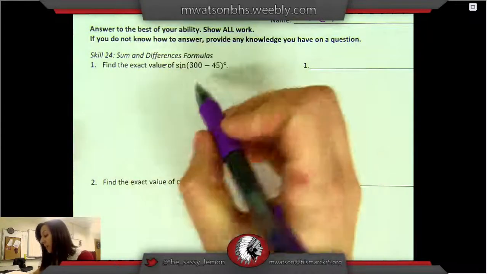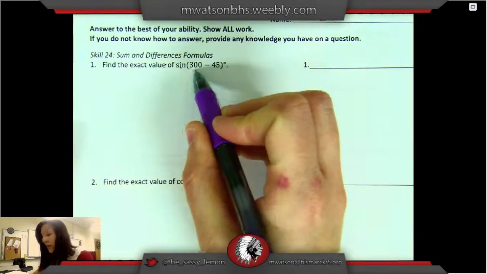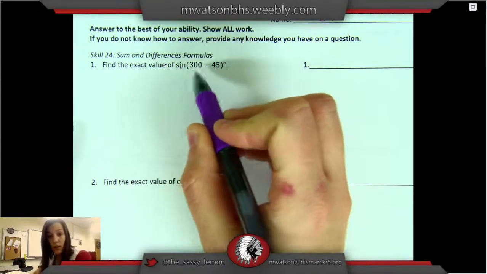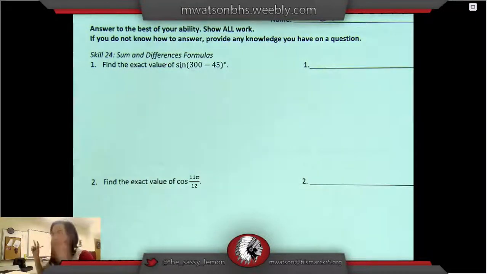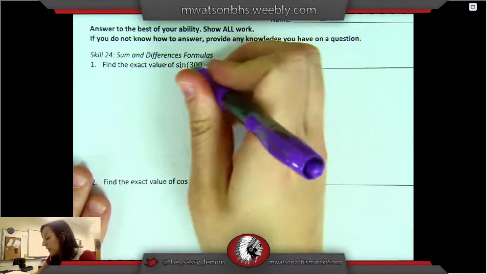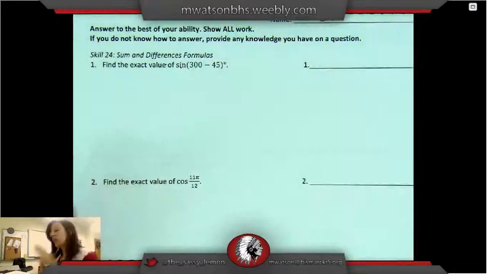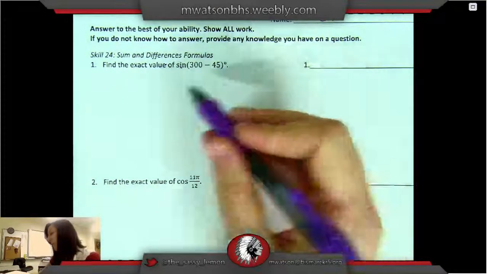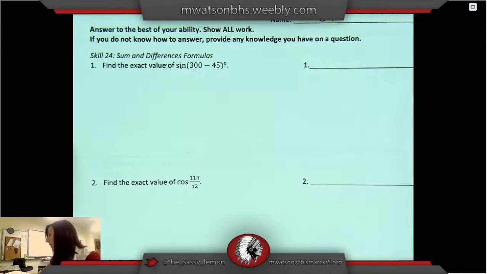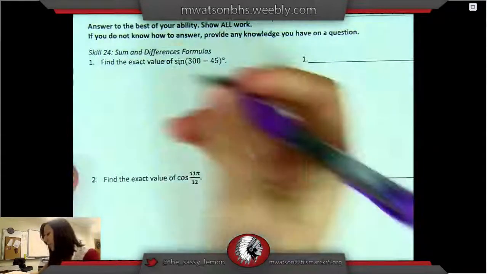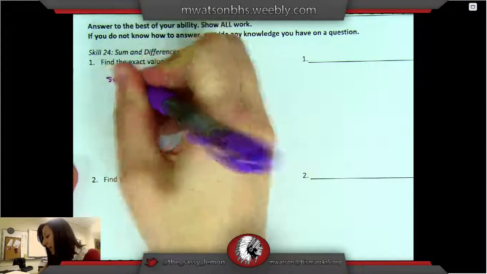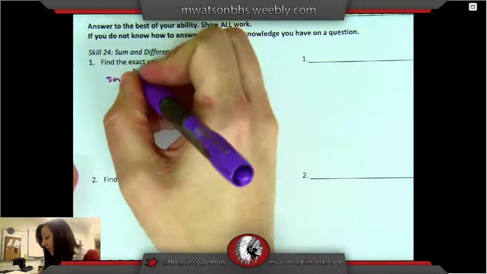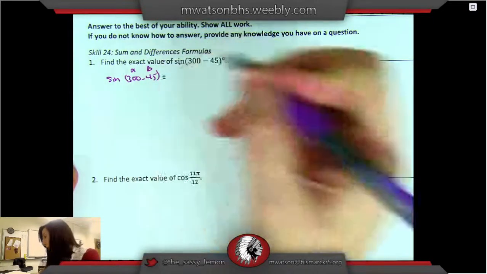So in this problem, you've already had it broken apart for you. So originally this was 255. So we're really finding sine of 255. But we know how to find sine of 300 and sine of 45, so we're going to use the sum and difference formula here. So I'm looking at my formulas, and I'm going to rewrite this sine of 300 minus 45 with my 300 as my alpha and my 45 as my beta.